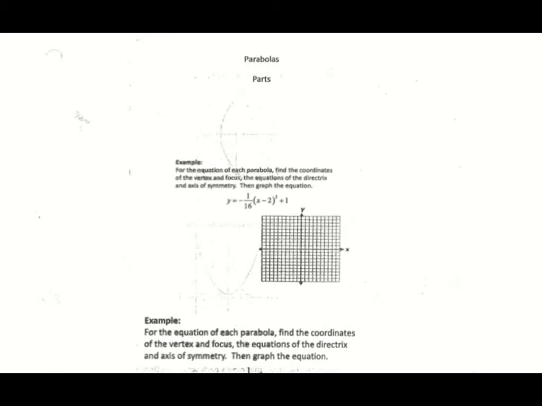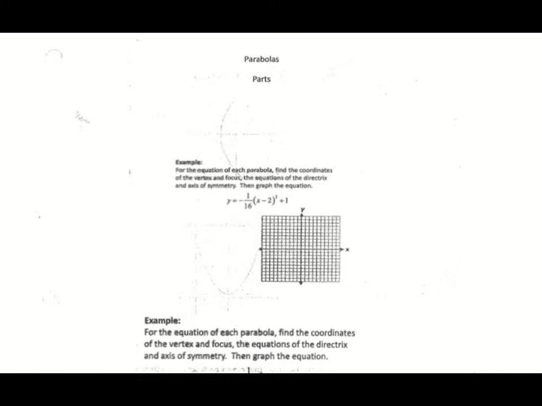Okay, so our first example says for the equation of each parabola, find the coordinates of the vertex and focus, the equations of the directrix and axis of symmetry, then graph the equation. So they are giving us our equation to start, and we need to figure out our information here.